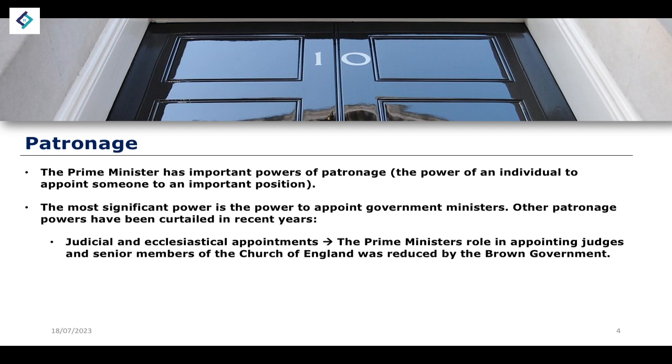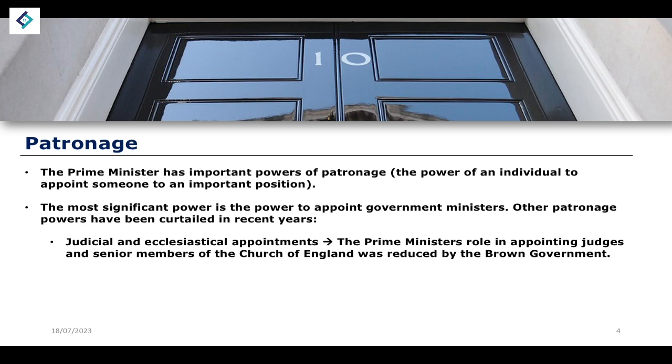These are examples of powers that have waxed and waned as time goes on. For example, judicial and ecclesiastical appointments: the Prime Minister's role in appointing judges and senior members of the Church of England has been reduced significantly, partly by the Brown government, and also by other constitutional conventions and reforms that have taken place under essentially the entire period of New Labour.